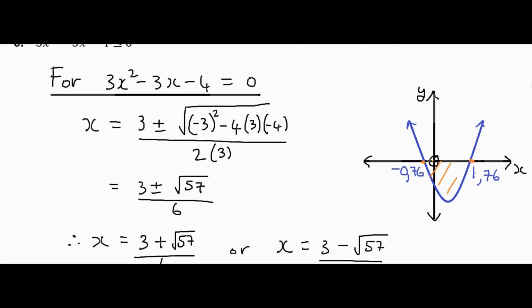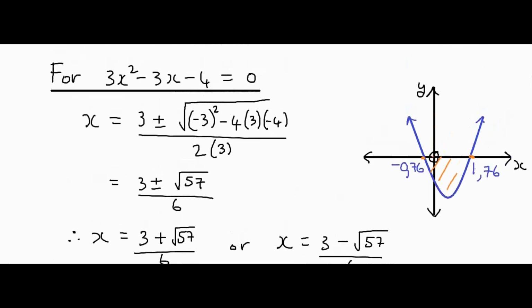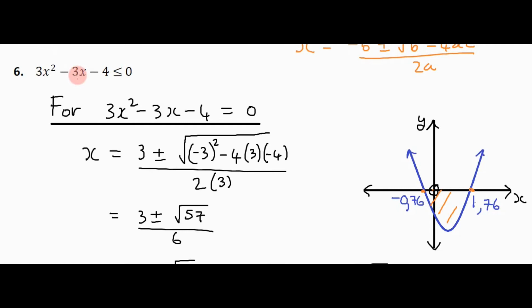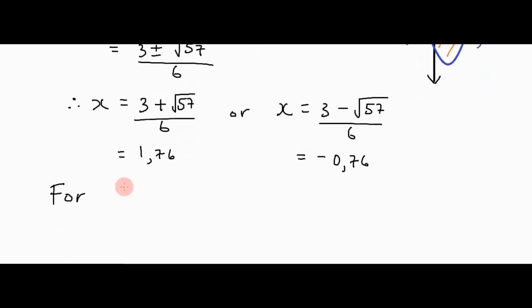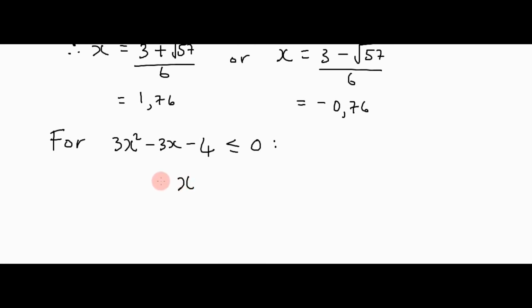So we can write down our answer then to the original inequality. So I'm going to say for the original inequality, 3x squared minus 3x minus 4, less than or equal to 0. And we said that x is between these two numbers and inclusive of both. So x will be greater than or equal to negative 0,76, but less than or equal to 1,76.